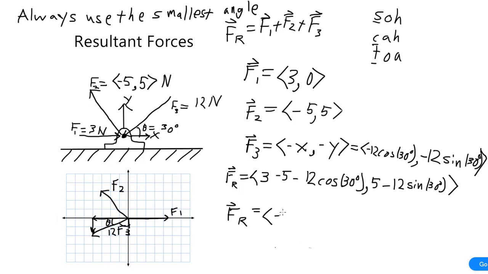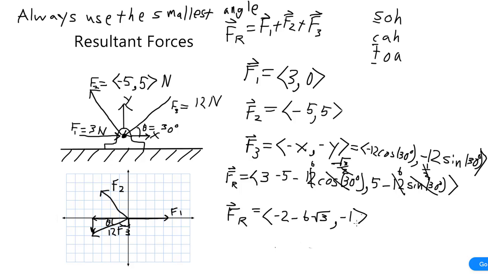Now if we rewrite that and simplify it, 3 minus 5 is just going to be negative 2. Cosine of 30 is really just the square root of 3 over 2, and sine of 30 is a half. So it's 3 minus 5 gives you negative 2, and then minus 12 square root of 3 over 2. Really the 2 is going to cancel with the 12, and there's a 6 in front, so it's going to be minus 6 square root of 3 right here. In the y component, 12 is going to cancel somewhat with the 2, and it's going to be a 6. So we have 5 minus 6, and that's just going to give us a negative 1.